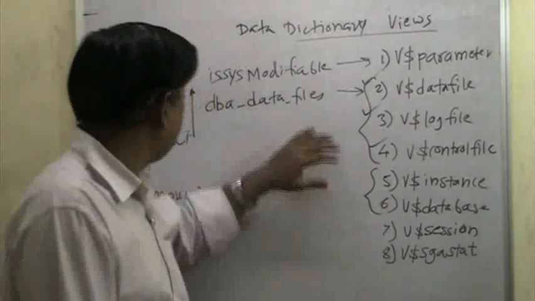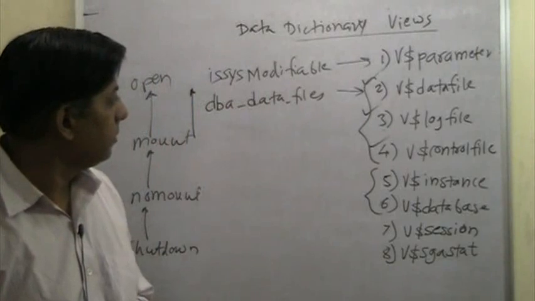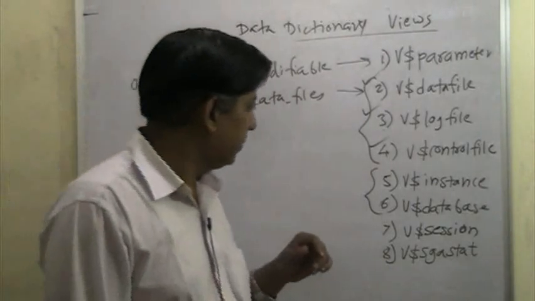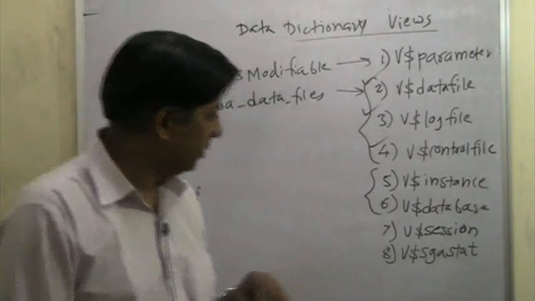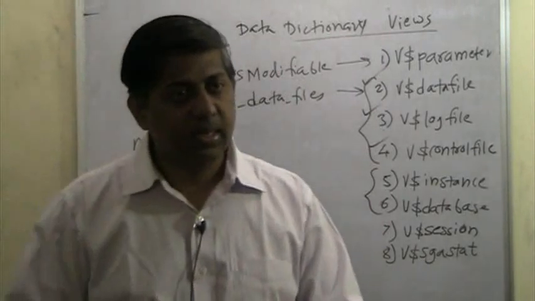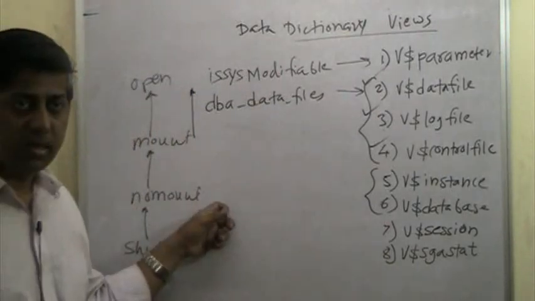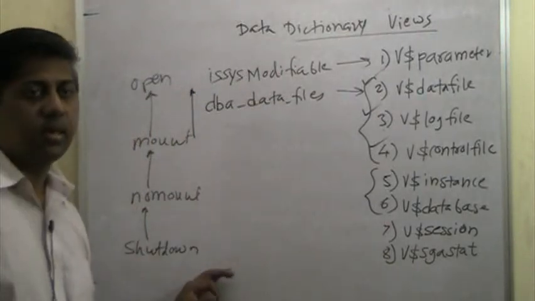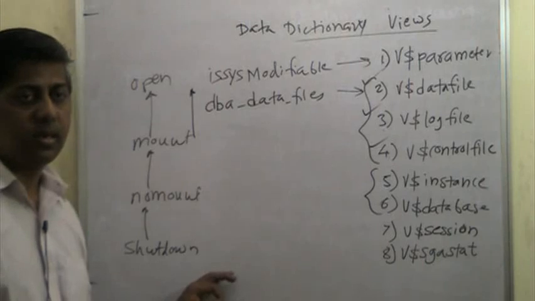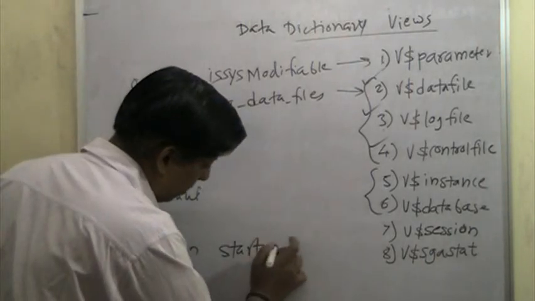So these are all the data dictionary views related to instance startup and all that. Maybe I missed something. From shutdown to nomount, how can we log in till nomount? The command is startup nomount.